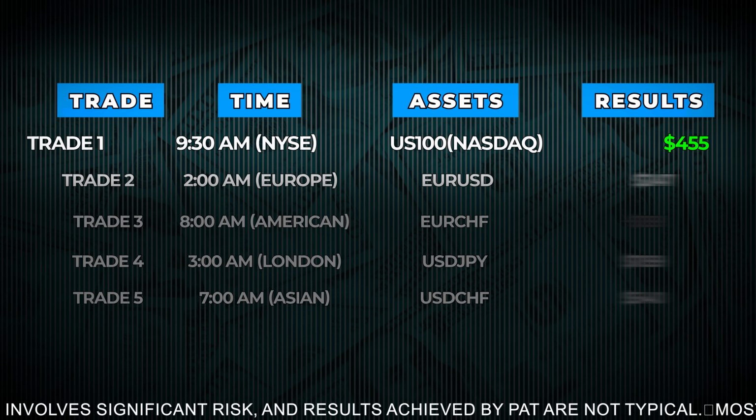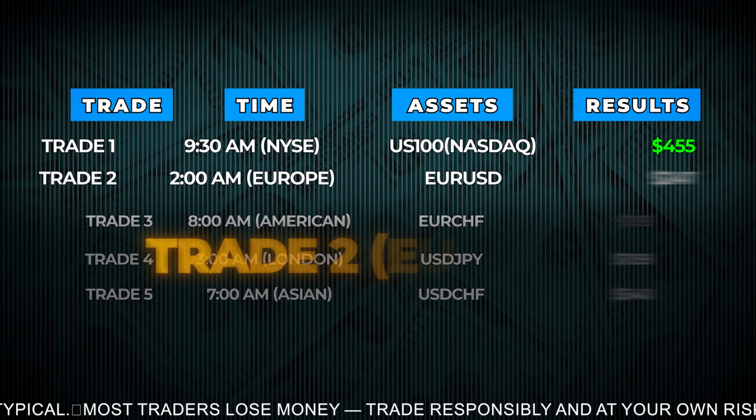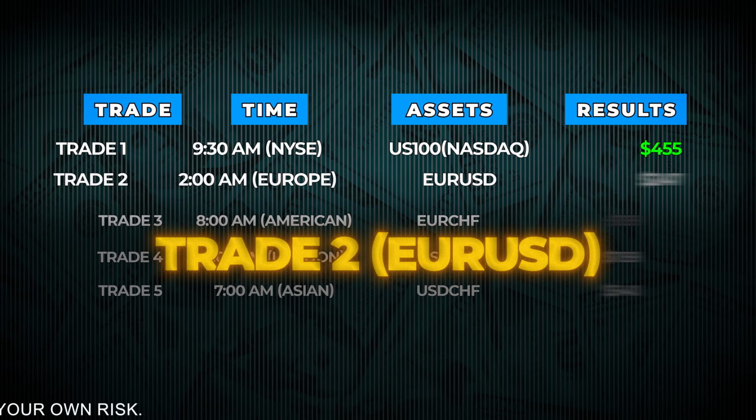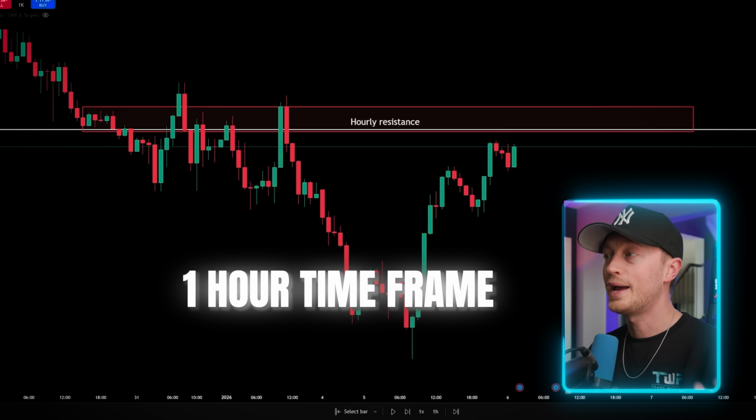For our second backtest trade, we're starting at 2 a.m., which is either Europe or London pre-market. We're going to trade the euro US dollar, show you this works on Forex too. Now this is going to be a sell trade example, and I'm starting on the 1-hour time frame.